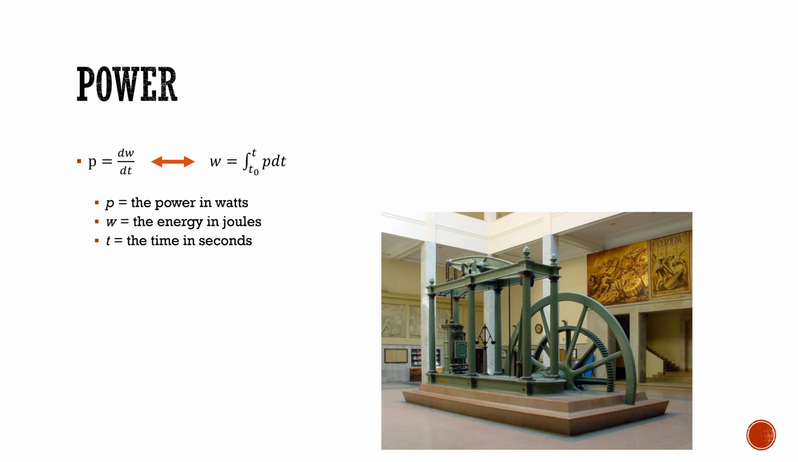Likewise, work or energy can be found by integrating the function for power. The SI unit for power is the watt, named for James Watt, inventor of the steam engine. The SI unit for work or energy is the joule, named for James Prescott Joule, who shared the famous discovery of the conservation of energy.